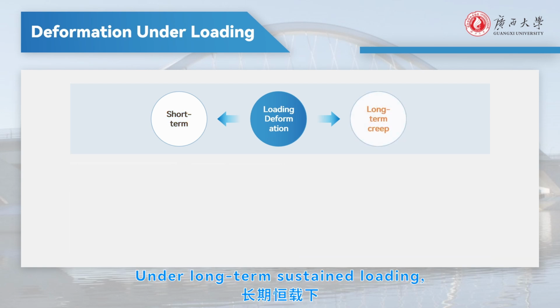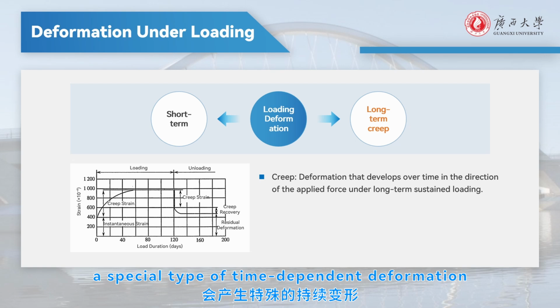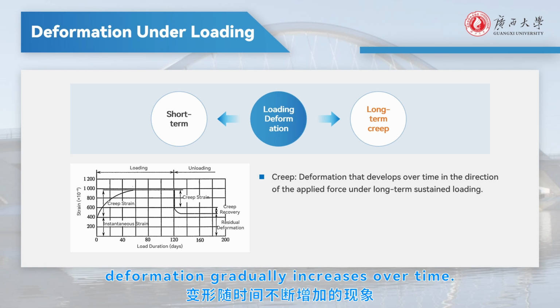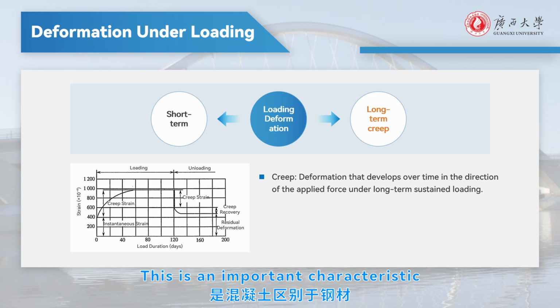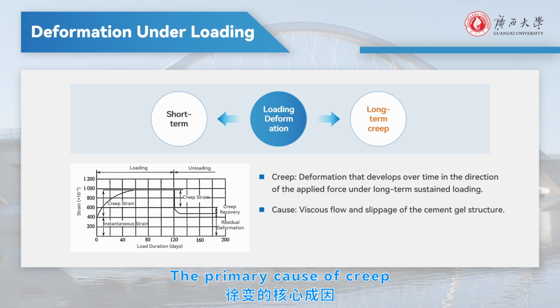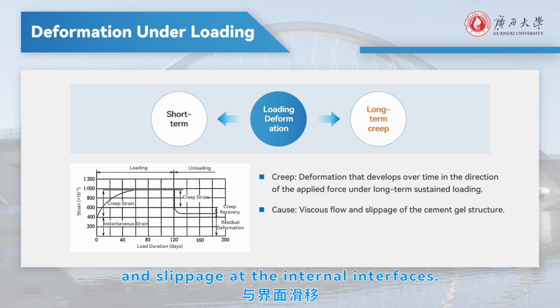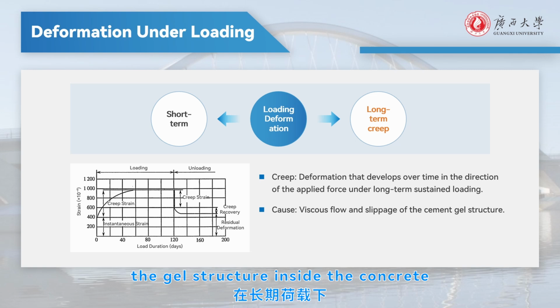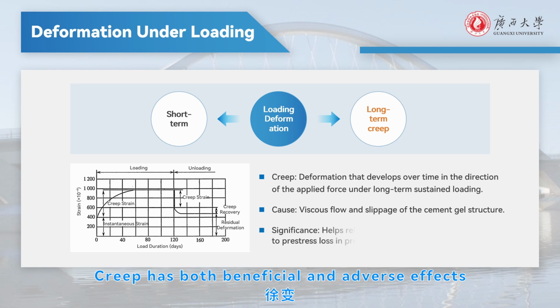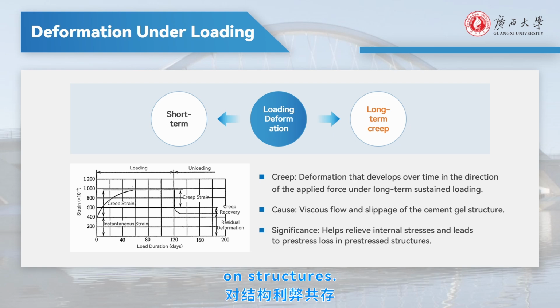Under long-term sustained loading, concrete exhibits a special type of time-dependent deformation known as creep. It refers to the phenomenon in which, under a constant load, deformation gradually increases over time. This is an important characteristic that distinguishes concrete from steel. The primary cause of creep lies in a viscous flow of the cement gel and slippage at the internal interfaces. Under sustained loading, the gel structure inside the concrete deforms gradually over time, ultimately resulting in continuous overall deformation of the concrete. Creep has both beneficial and adverse effects on structures.